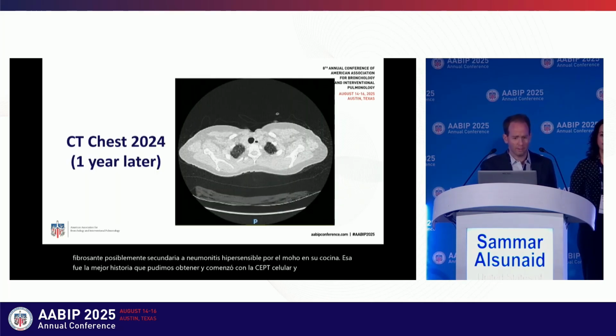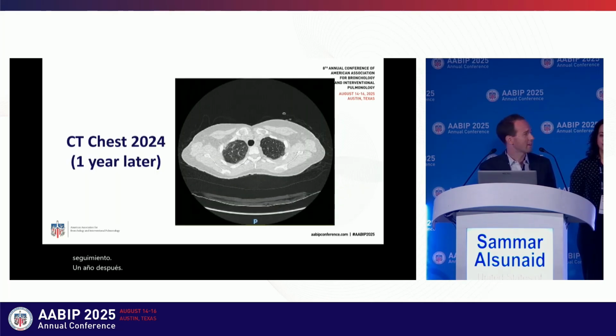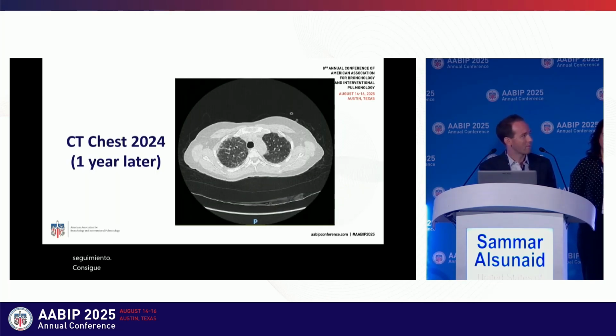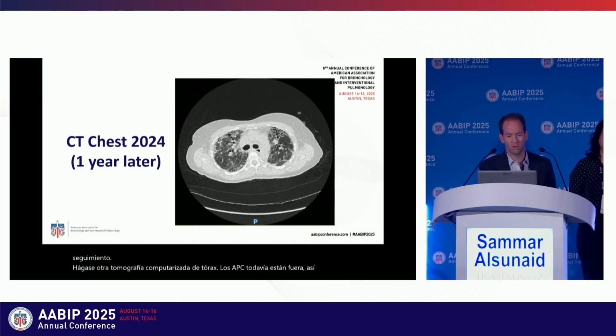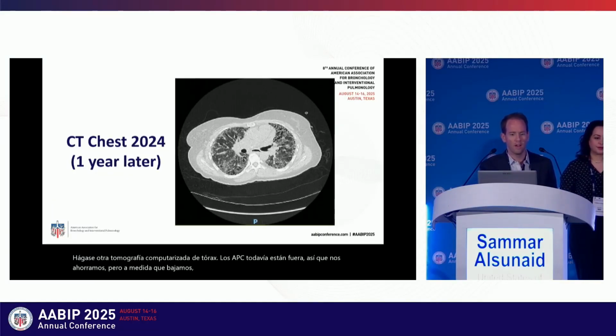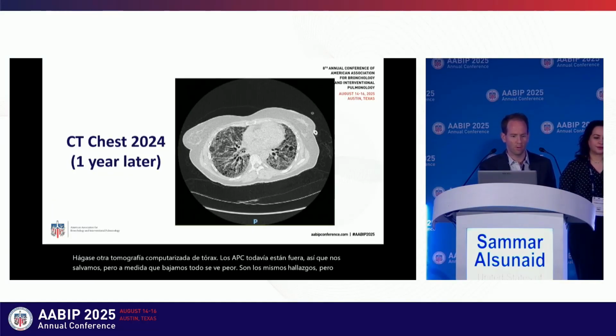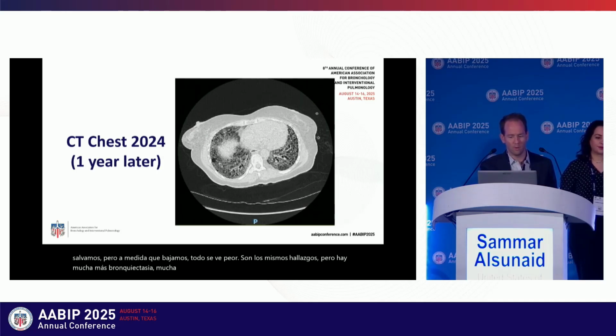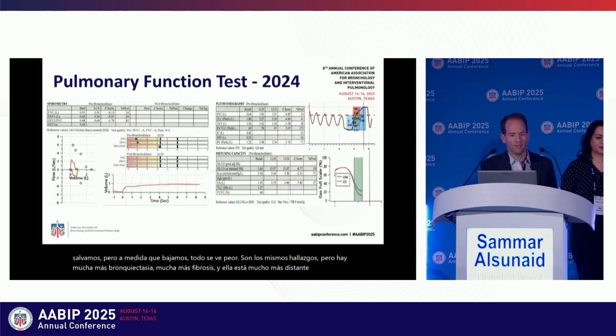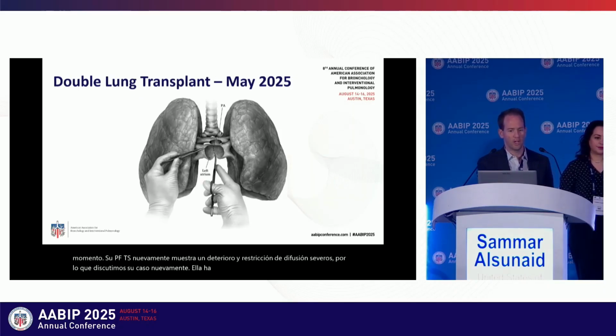A year later, we get another chest CT. The apices are still relatively spared, but as we go down, everything looks worse. It's the same findings, but there's a lot more bronchiectasis, a lot more fibrosis, and she's a lot more dyspneic at this point. Her PFTs again show severe diffusion impairment and restriction, and so we discuss her case again. She's referred for double lung transplant, which she actually got three months ago, in May 2025.